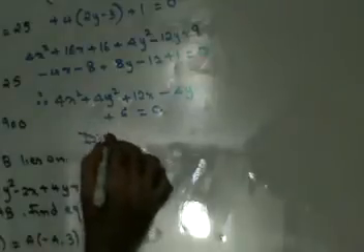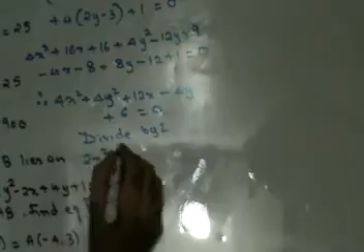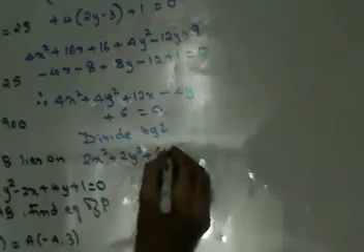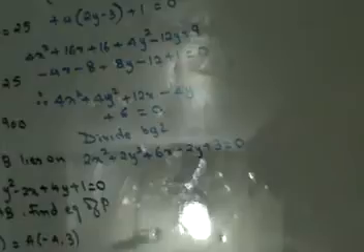All the terms are divisible by 2, so I'll divide by 2. If I divide by 2, I'll get 2x square plus 2y square plus 6x minus 2y plus 3 is 0. That will be the equation of locus of point P. Right? Let's see another sum, guys.